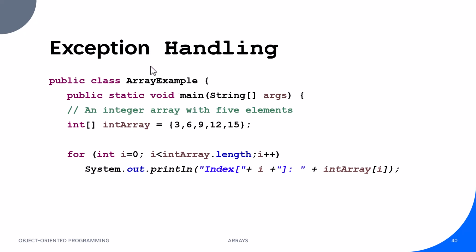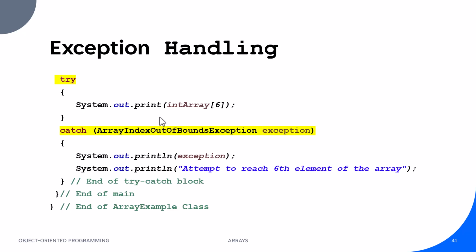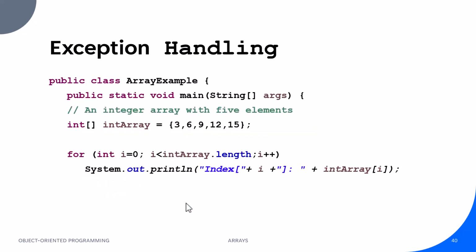We have a class called arrayExample, and within this class, we have a main method. Within the main, we are creating an integer array with 5 elements, and we are initializing this integer array. Then we are going to print the values of array elements. Now, for the sake of the example, we are trying to reach the 6th element in this integer array. But remember that there is no 6th element because this is an array with 5 elements.